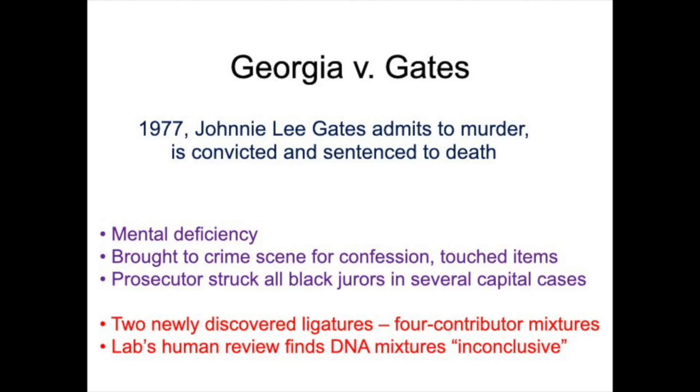As the case moved along, some interns from the Georgia Innocence Project discovered 2 new ligatures that seemed to be very involved in the crime, in binding the victim and in killing her. These were 4 contributor mixtures. And the lab's human review found the mixtures to be inconclusive, which was typical for what people were able to do, say 3 to 5 years ago. Today, by the way, the Georgia Bureau of Investigation uses TrueAllele, but at the time they didn't.